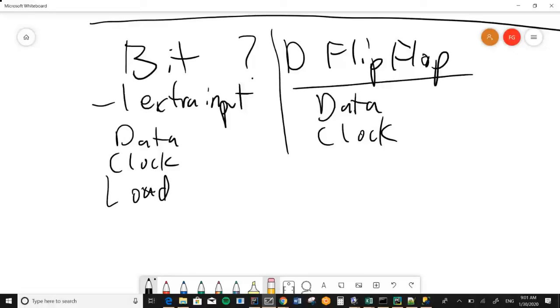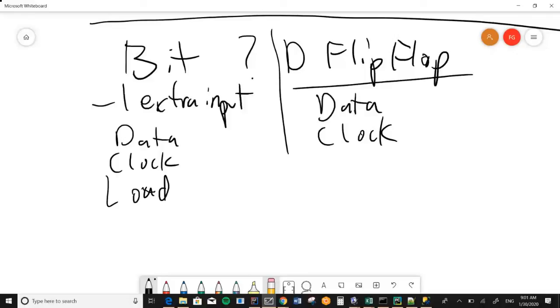So the bit is the first circuit that you'll build in Project 3. It's not all that hard, right? You're given the D flip-flop. You just need to make sure that it doesn't get updated unless that load bit is up.